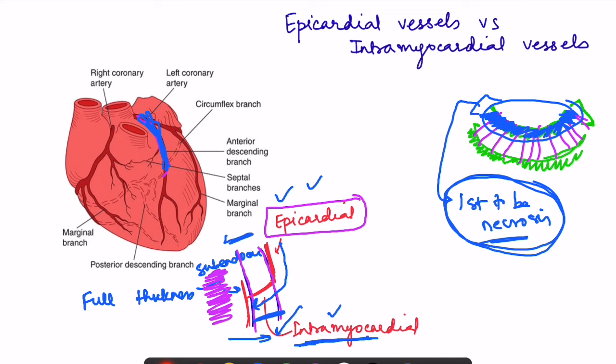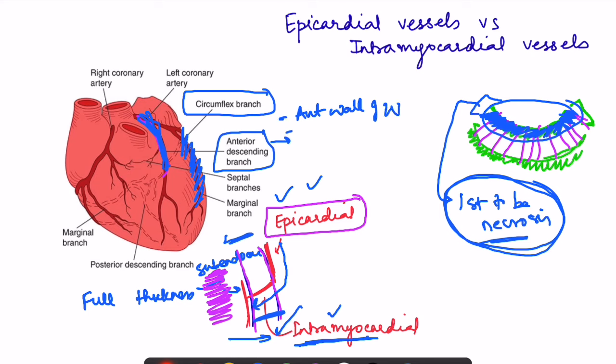So we have discussed the area which is supplied by these various arteries. So tell me, if left circumflex branch is involved, which side will be involved? It will be the lateral wall of the left ventricle which will be affected by the myocardial infarction. If it is the anterior descending branch, then maximum area of the heart will be involved. There will be involvement of the anterior wall of the left ventricle, the anterior 2/3 part of the ventricular septum and also the apex of the heart.